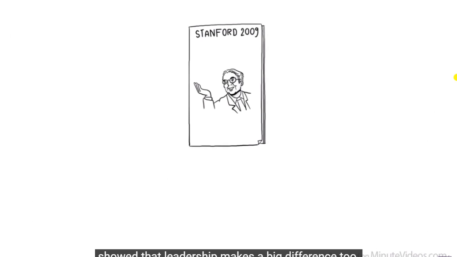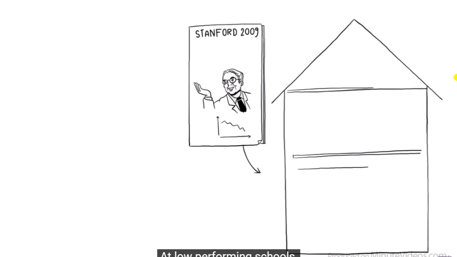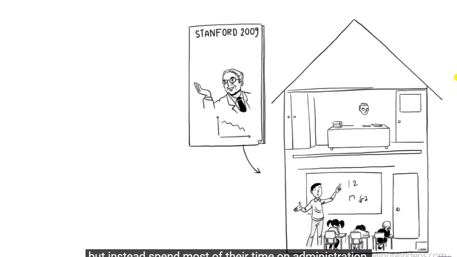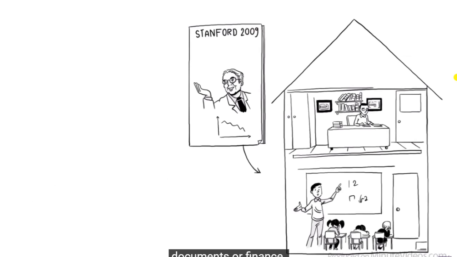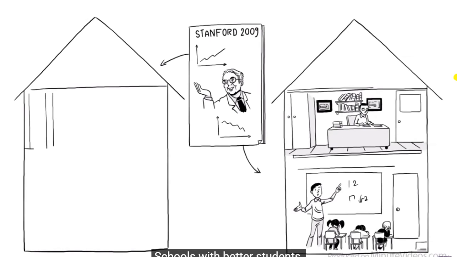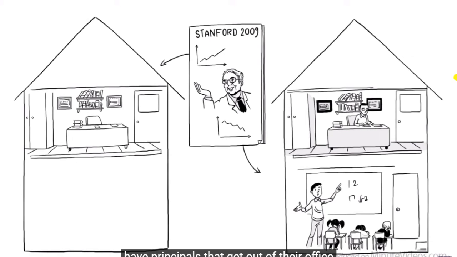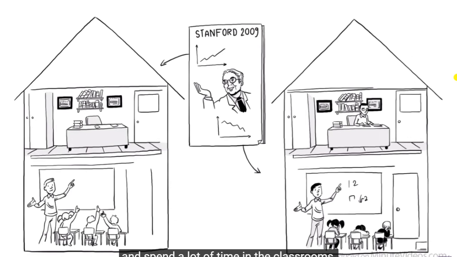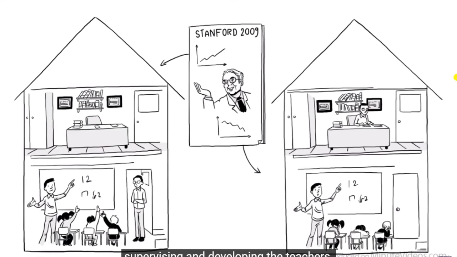A paper published by Stanford in 2009 showed that leadership makes a big difference too. At low-performing schools, principals hardly ever show up in the classrooms, but instead spend most of their time on administration, documents, or finance. Schools with better students have principals that get out of their office and spend a lot of time in the classrooms, supervising and developing the teachers. Together, they can make a big difference in their students' life.